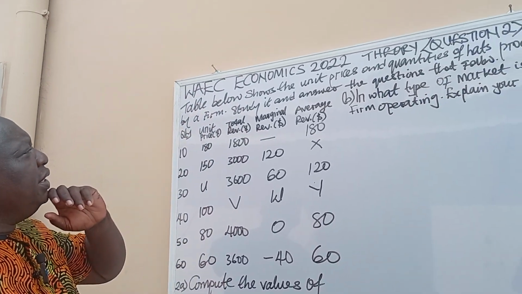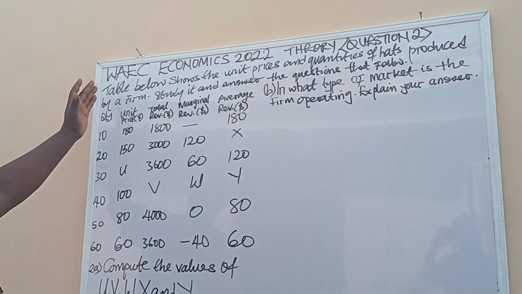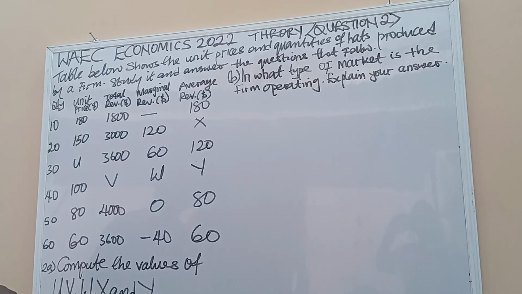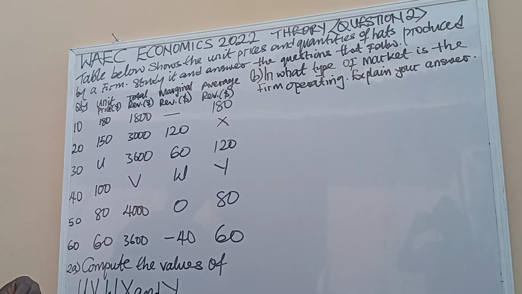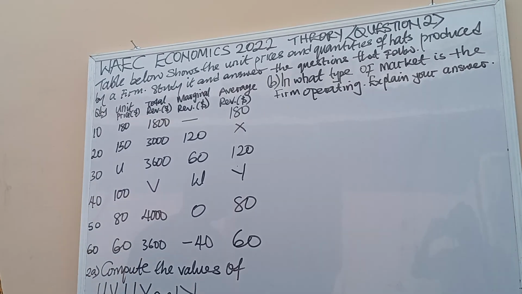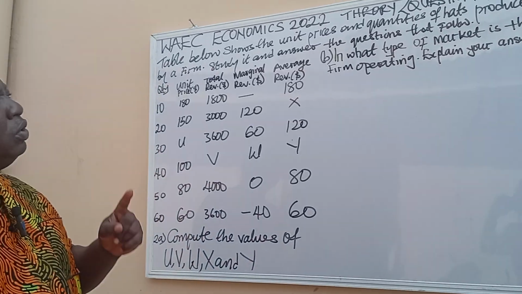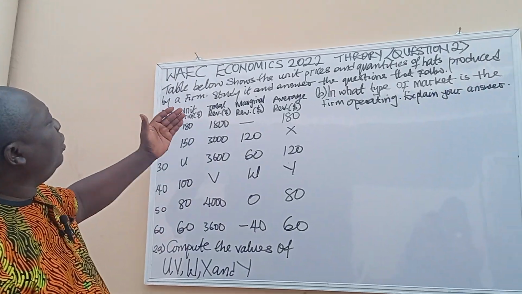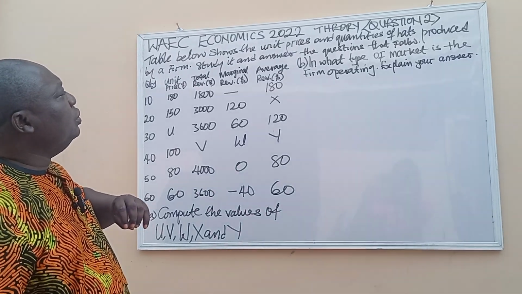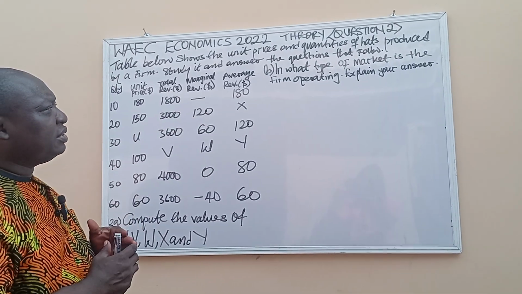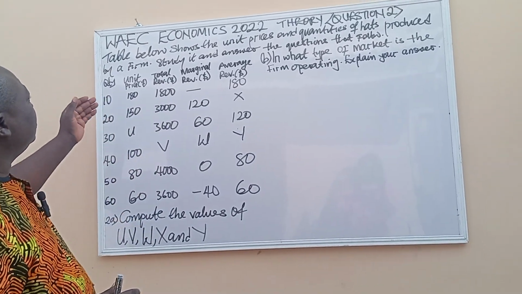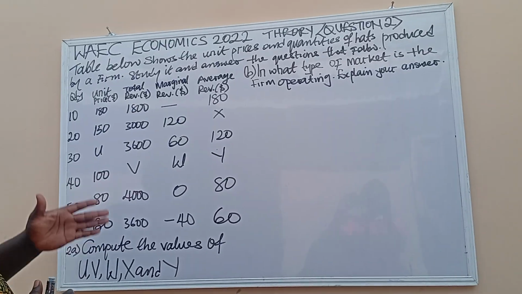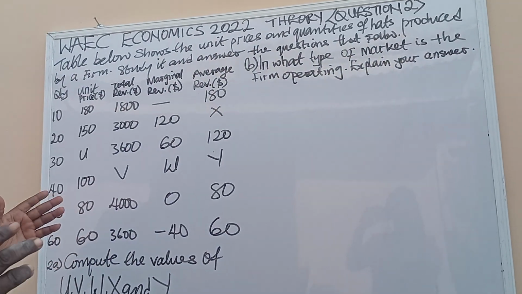We are going to be looking at WAEC Economics 2022 theory, question 2. We've done question 1 before now, so now we want to look at question 2. The table below shows the unit price and quantities of hats produced by a firm. You have to study it and answer the questions that follow.